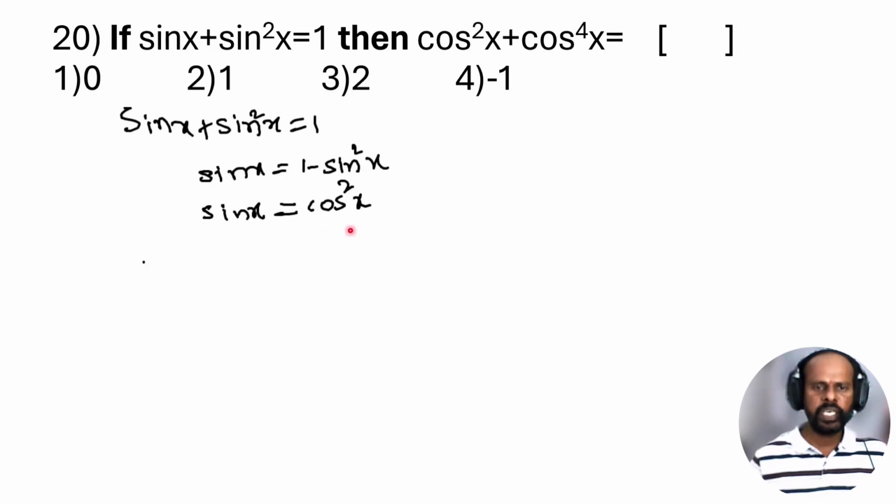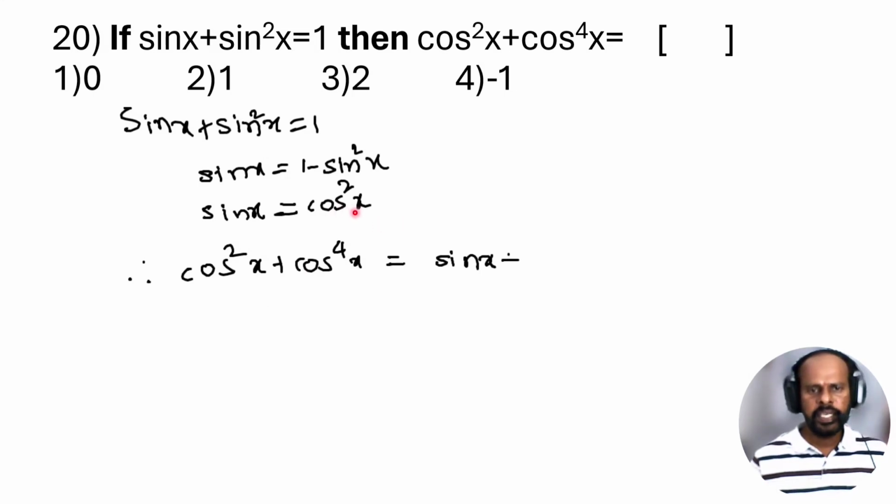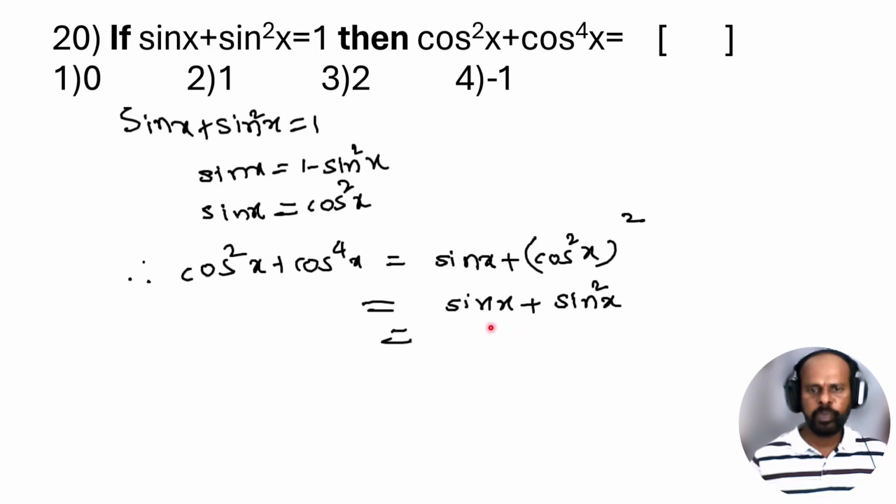The question asks for cos square x plus cos power 4x. In these two terms, let us replace cos square x with sin x, and cos power 4x you can write as cos square x whole square, which is sin x whole square. So we get sin square x plus sin x, and that is already given in the question as 1. So the answer is 1.